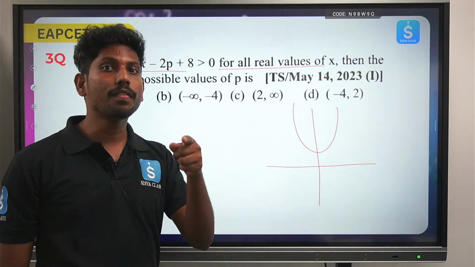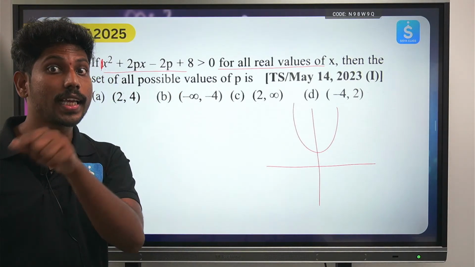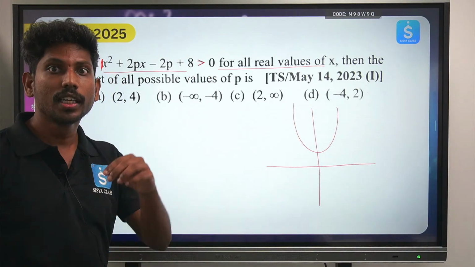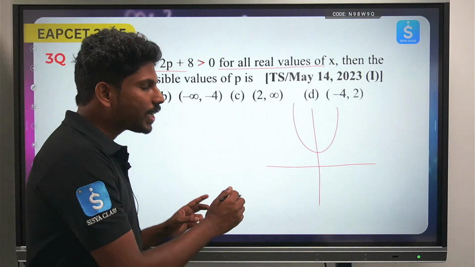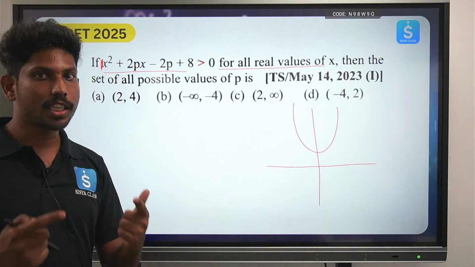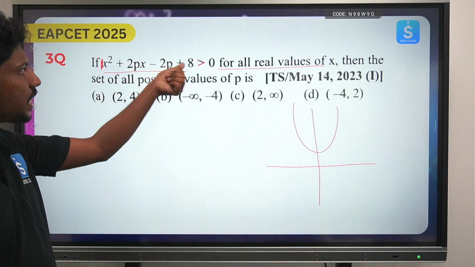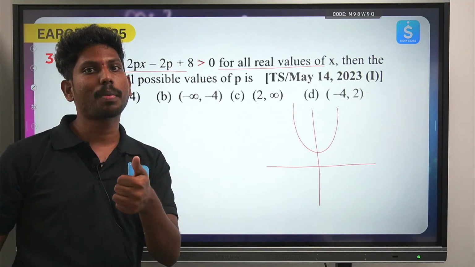There shouldn't be any negative value, meaning it should not cross the x-axis, and he has just mentioned that it is strictly greater than 0. That means it is not even just touching the x-axis once. So try to draw a parabola in such a way that it is facing upward. That's the first hint. So seeing an equation, seeing the inequality, you should be in a position to judge how the parabola looks.